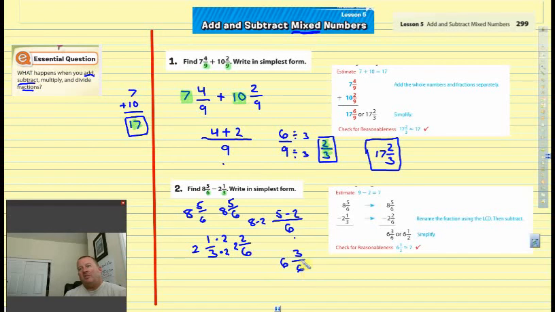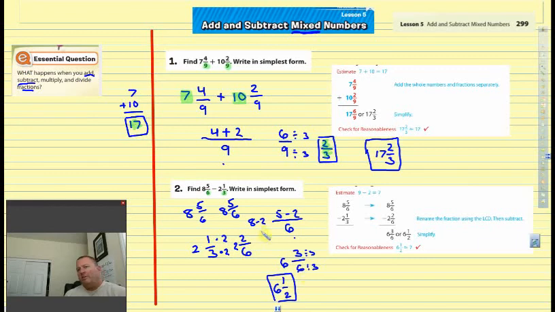But 3/6, well, 3 is half of 6. Or you can just divide it by 3, and when you divide by 3, you're going to notice that you get 1/2. So I'm going to get 6 1/2 as my answer.